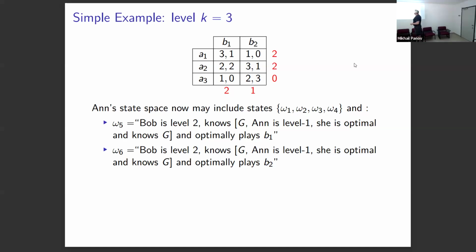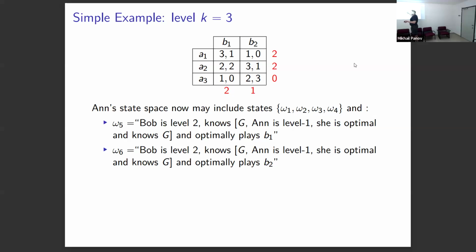So now the third level, right? She now considers 6 different states: level 0, level 1, level 2, and B1, B2, B3. Because she knows he is rational, she dismisses 0 and 1. So she's left with 2 possible states, in which Bob is level 2, and he knows that G. Anne is level 1 because he knows she is rational, and she plays optimally and she's not G. And he optimally plays B1. And Bob is level 2, knows everything about G and Anne, and he plays B2.